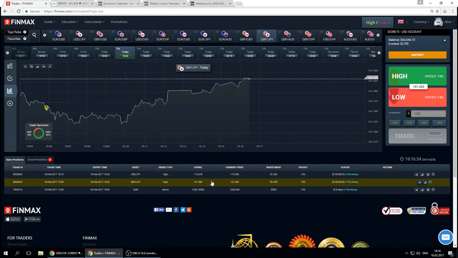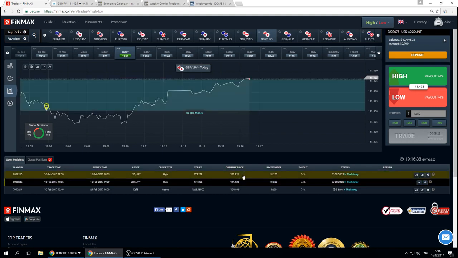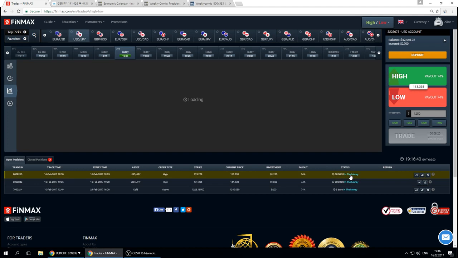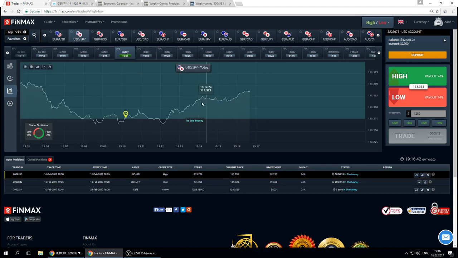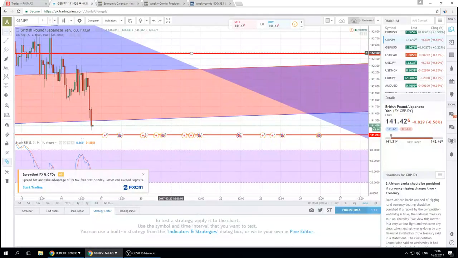So 3 more minutes till this one trade expires, and 8 more minutes till this one expires. But everything looks good to me. So let's wait and see how everything ends.